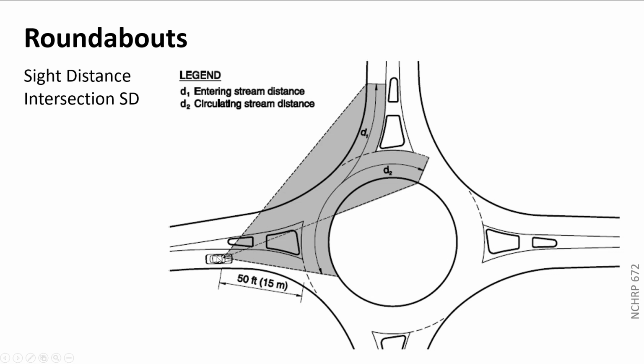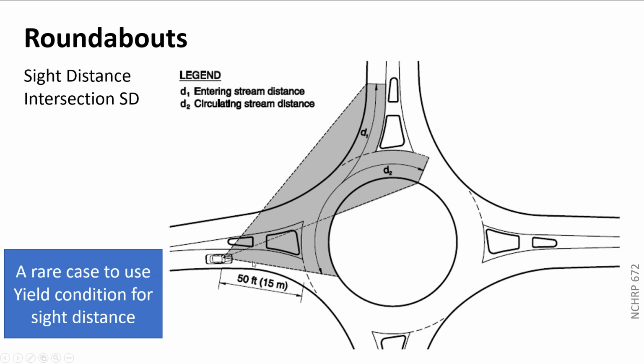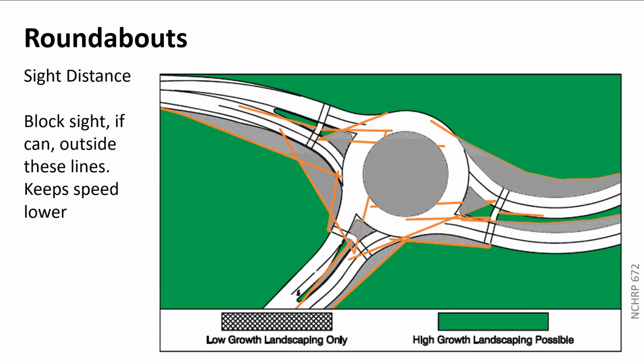Now, as they come in this 50 feet away, they should be going fairly slow because of this curvature and because they know they're approaching a roundabout. And then they start looking to see if they can go or if they have to come to a complete stop. So they're rolling fairly slow at this point, we hope. And this is that rare case where you're going to use that yield condition, which last time I told you we rarely ever use. Well, roundabouts we do, because it is a yield condition.